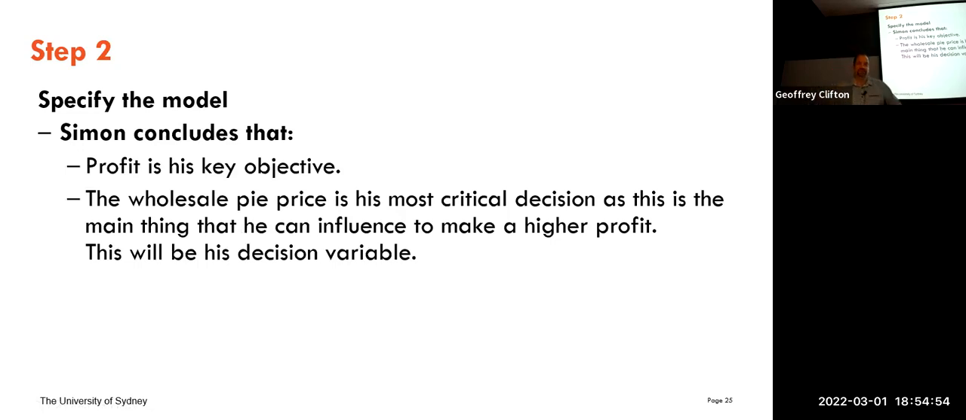So now we've thought about our objective and what we might be able to do about it, we specify our model, just putting down some words as to what we want it to achieve. So profit, that's his key objective. And he decides that out of all the options he's heard, his most critical decision will be the wholesale pie price. So how much does he charge his customers when he sells them pies? So the price he charges, that's the main thing he can influence to make a higher profit. So that will be his decision variable.